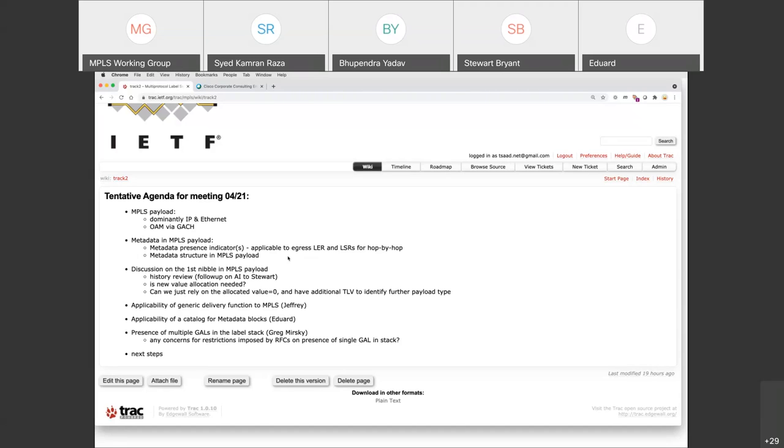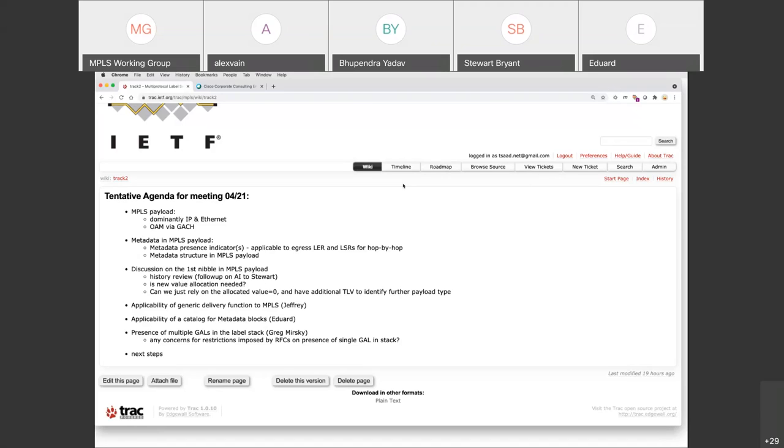Sorry, I'm not quite sure I understand what problem we're solving. I'm trying to understand Edward's suggestion that service identifying information be included in the MPLS. If I may say something, I think that the existing MPLS architecture already solves the problem of payload type or metadata presence identifiers for egress LSRs. This is already done. Yes.